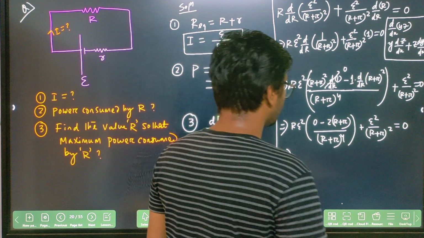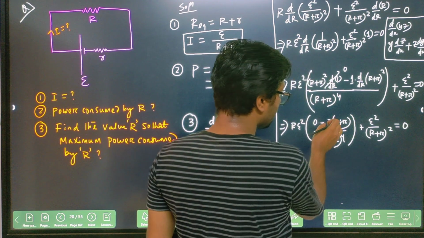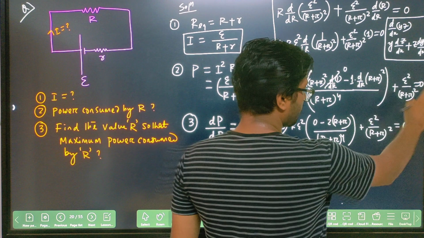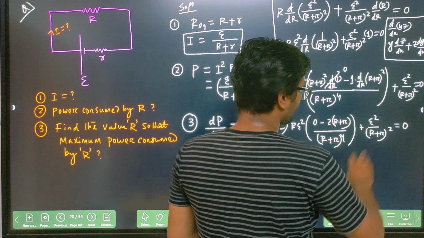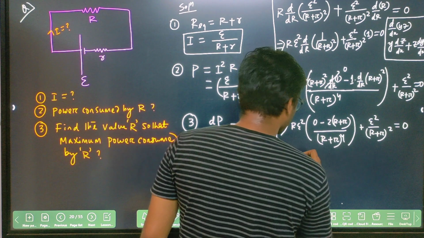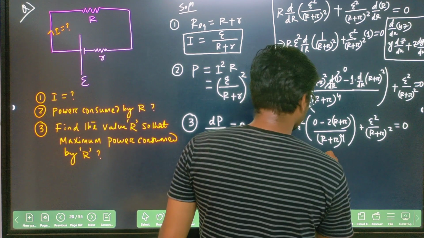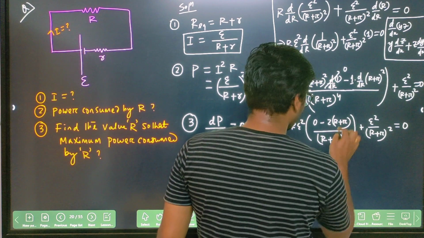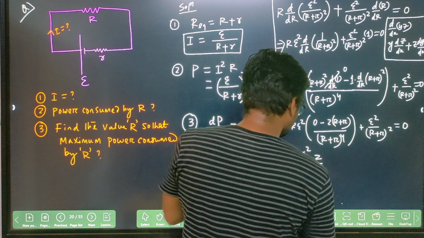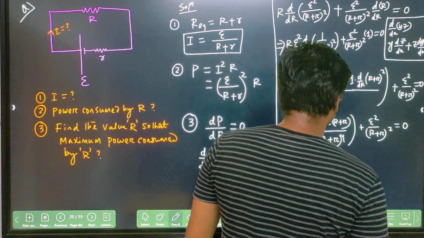Now you can see here, one R plus r will get cancelled out. There is a minus, so I will take this to the right side, right? So it will be coming as R E squared. The 2 divided by 1 will get cancelled out here. So this will be your R plus r whole cube, right?